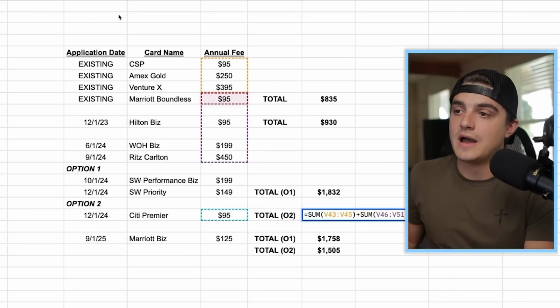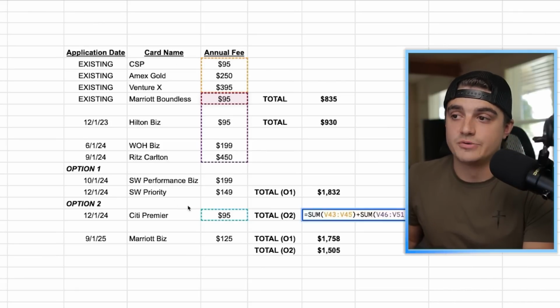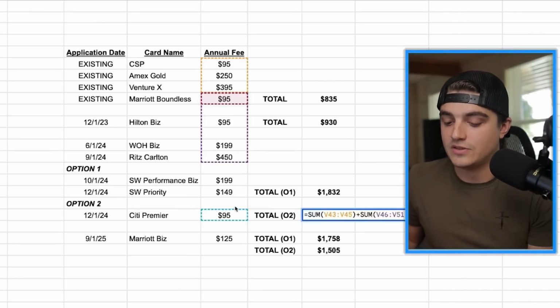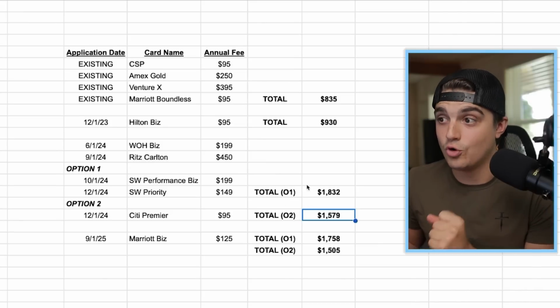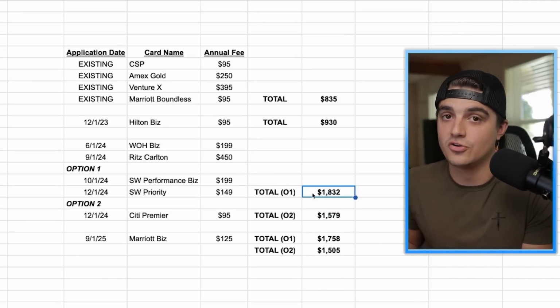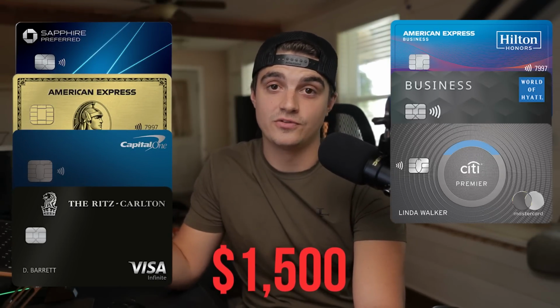So in doing the similar math that we did before, but not including option one and only including option two, my total annual fee would come out to $1,579. Still quite a bit, but also almost $300 less than option one. So realistically, I would expect myself to be paying about $1,500 in annual fees in the next year because of all the cards that I want to keep open.